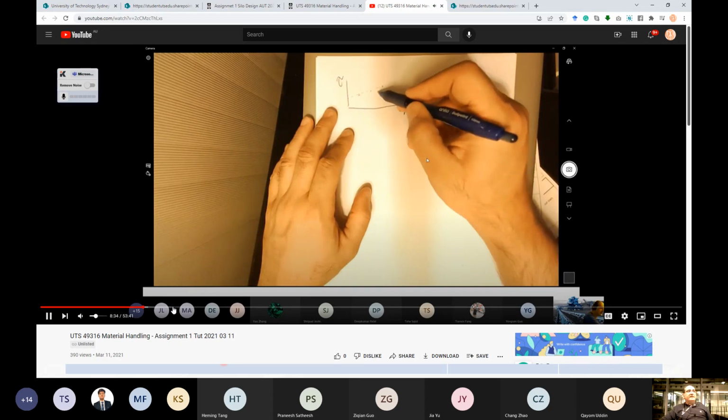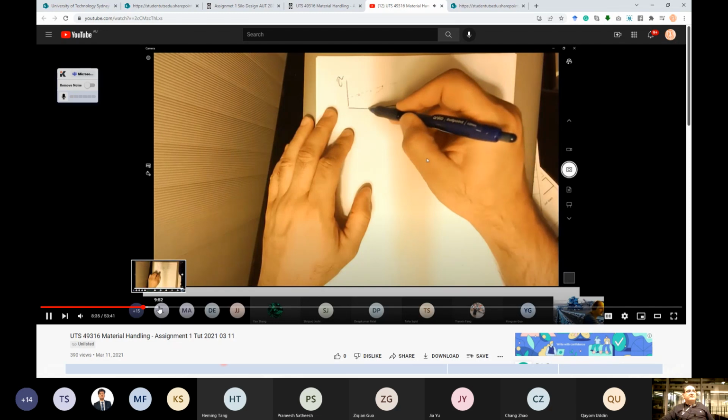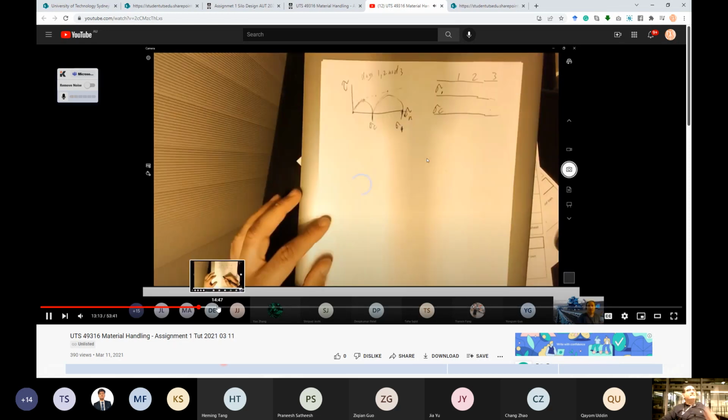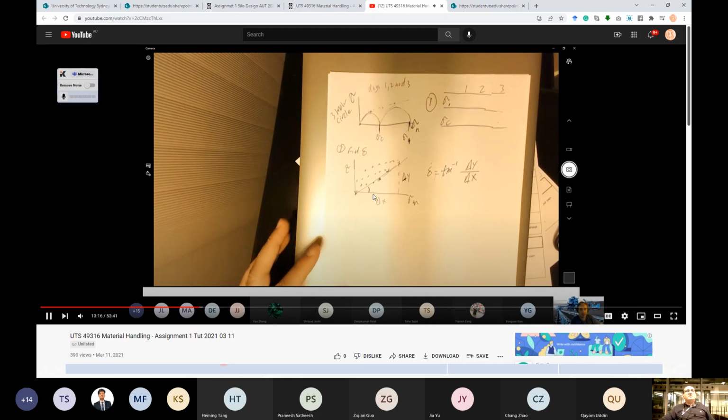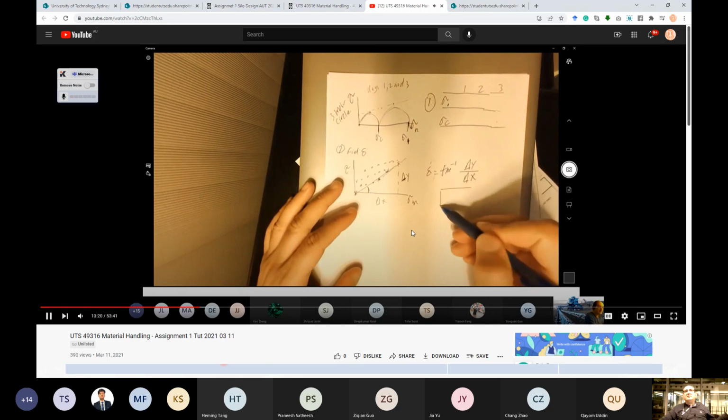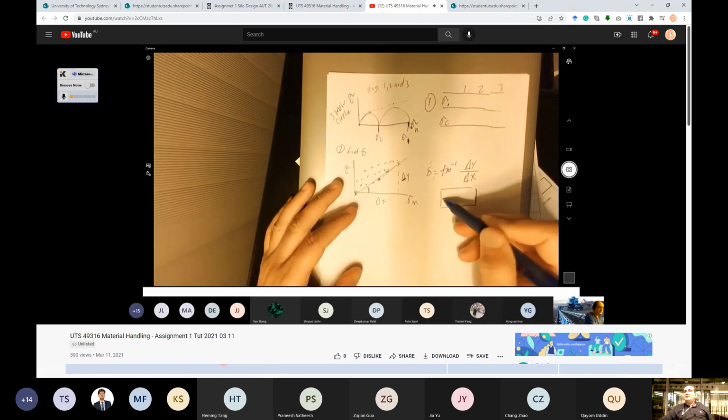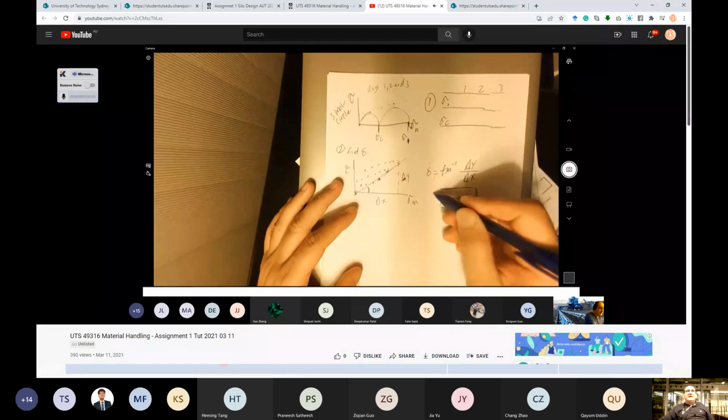So you have to make the Mohr circle, show you how to find the delta W, and then we are going to find the value for the theta and the value for the FF.